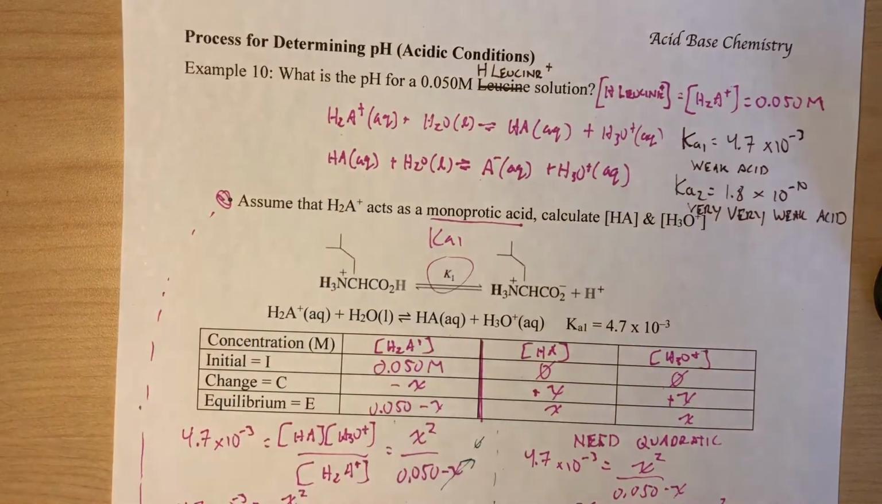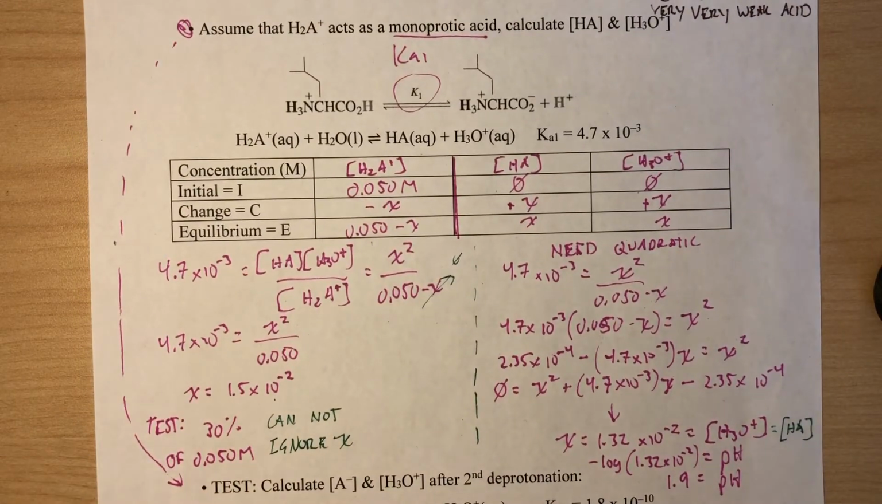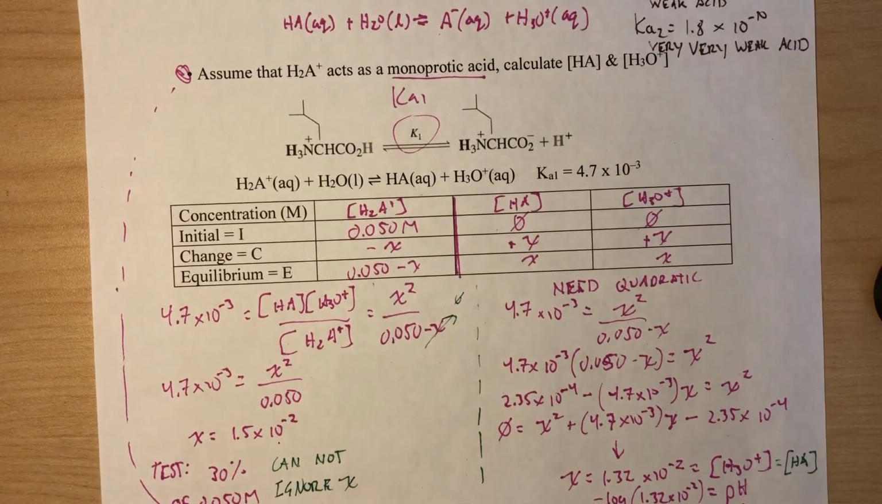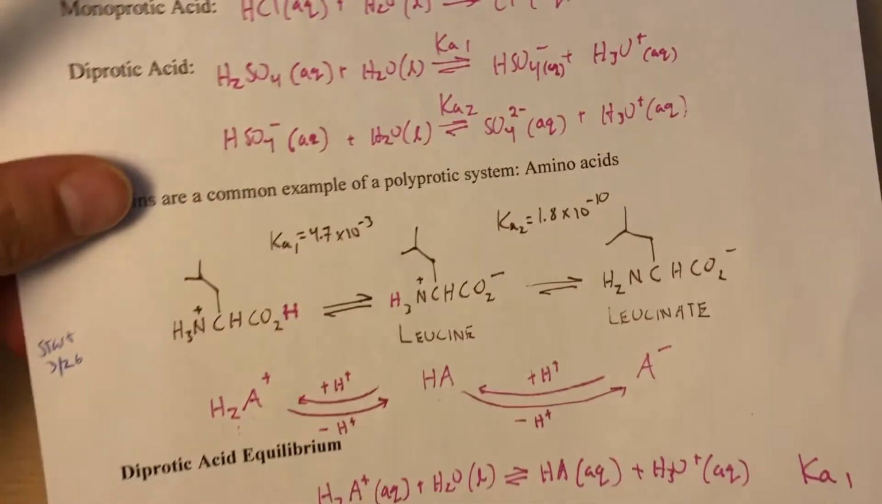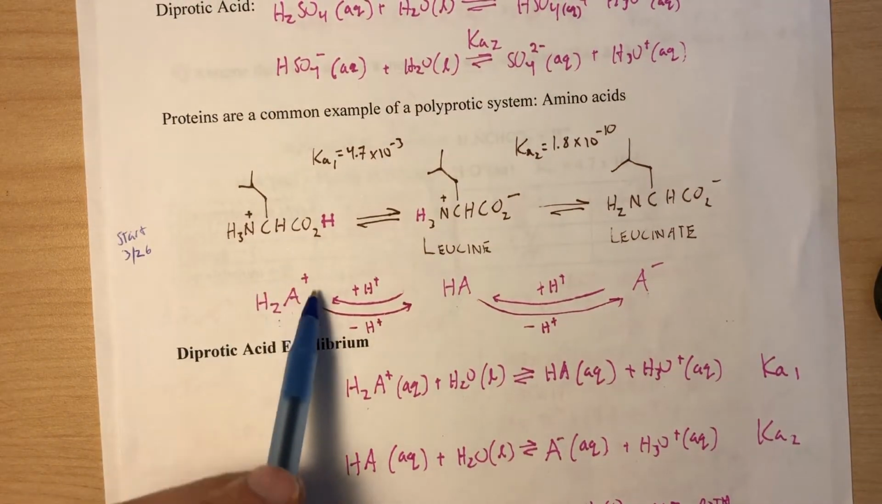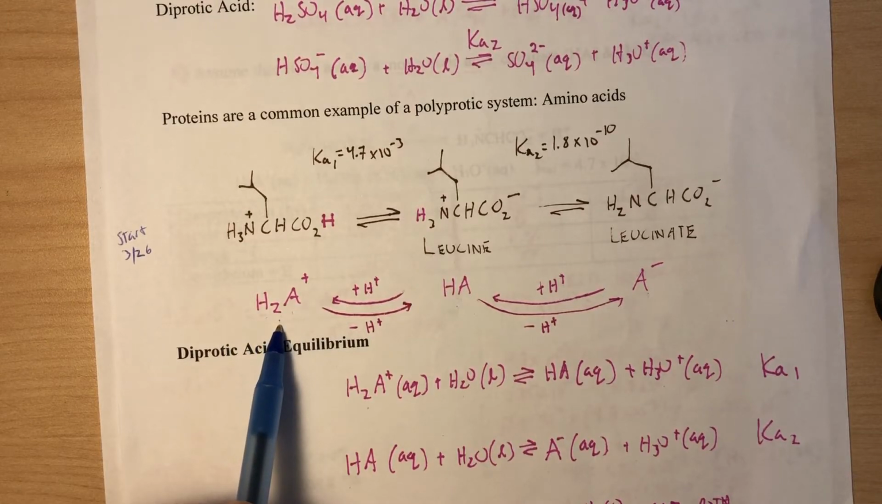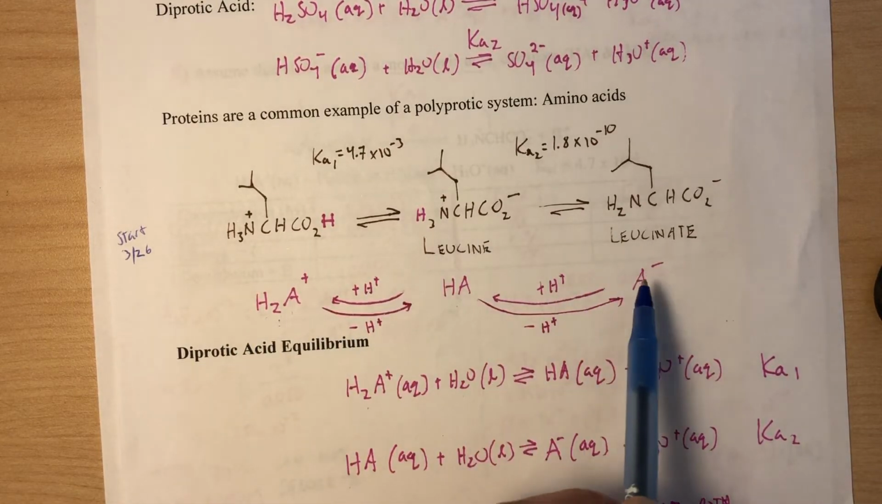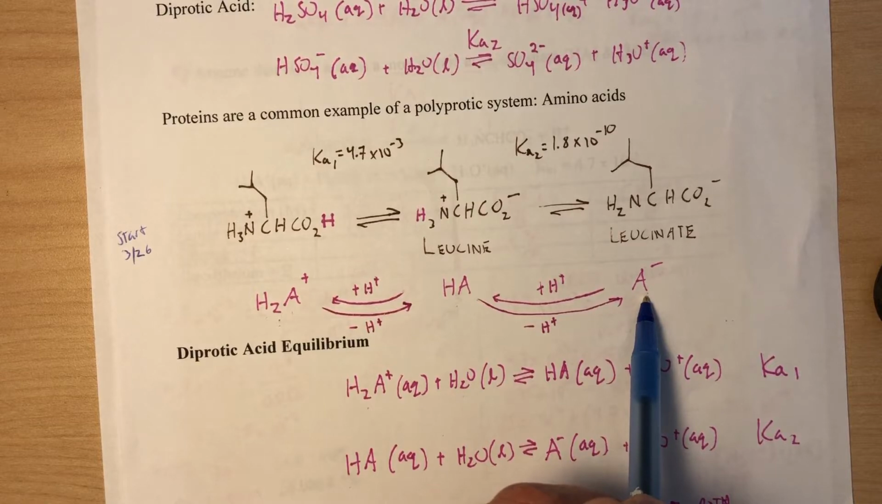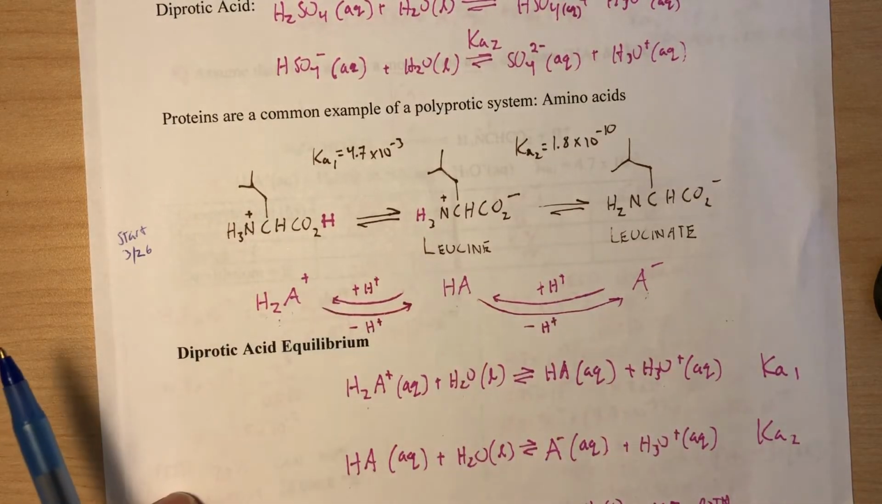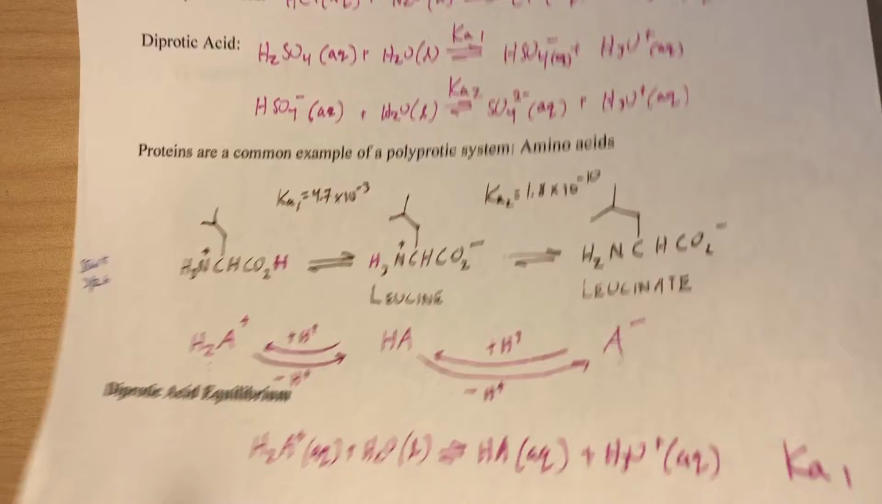ICE table. Now, what we're going to do is skip over our intermediate species. So we just figured out what happens when we have H2A plus in solution. How do we solve for pH? Now we're going to skip over our intermediate and jump all the way over to the fully deprotonated and figure out what to do about calculating pH when that is in solution.